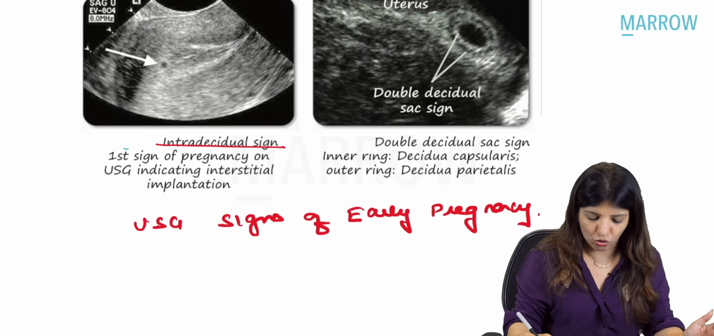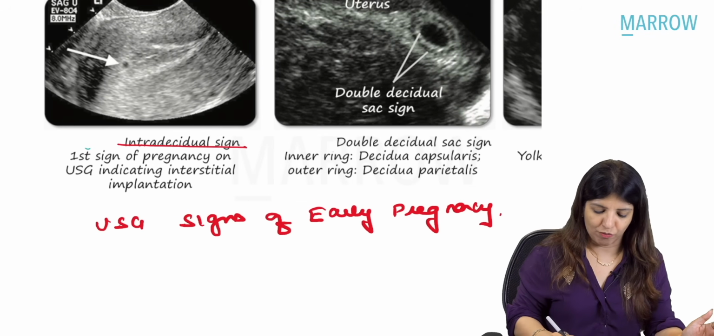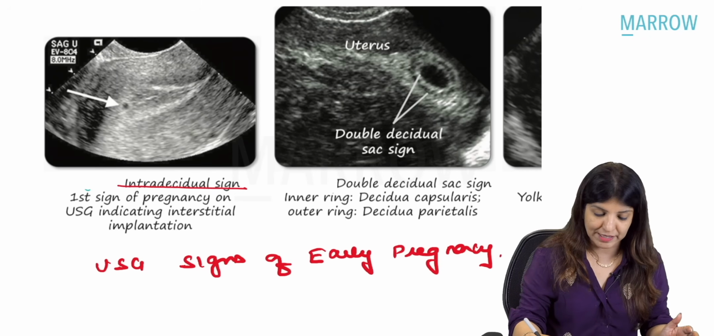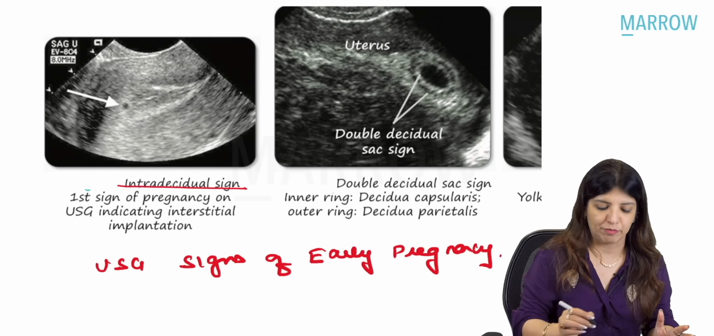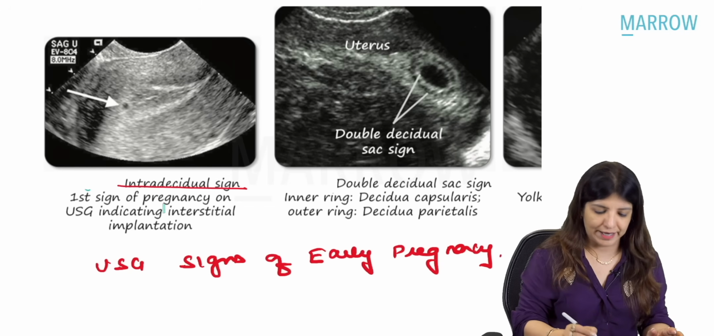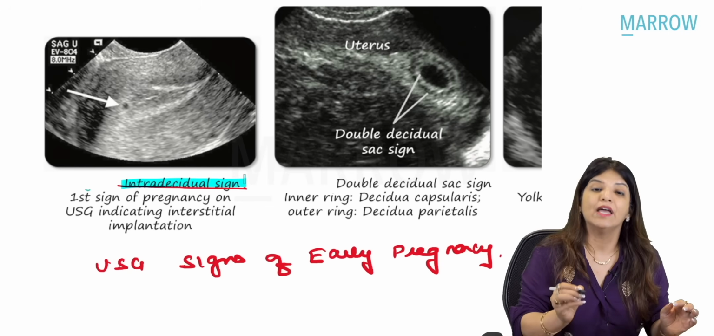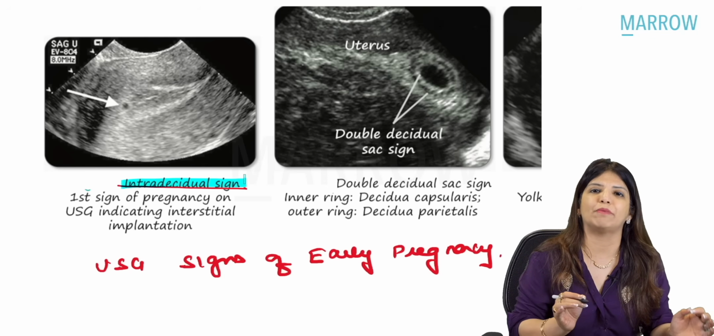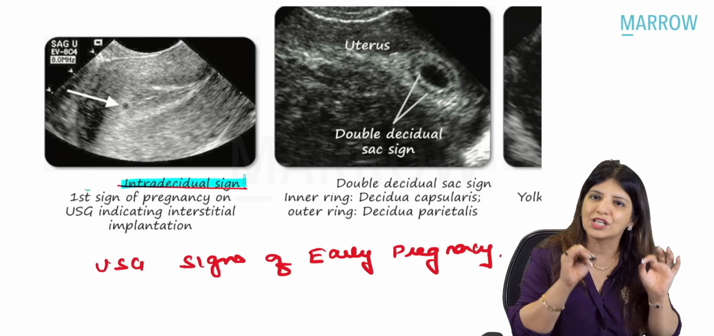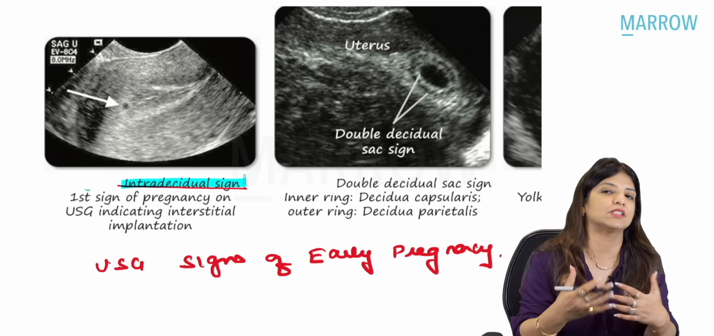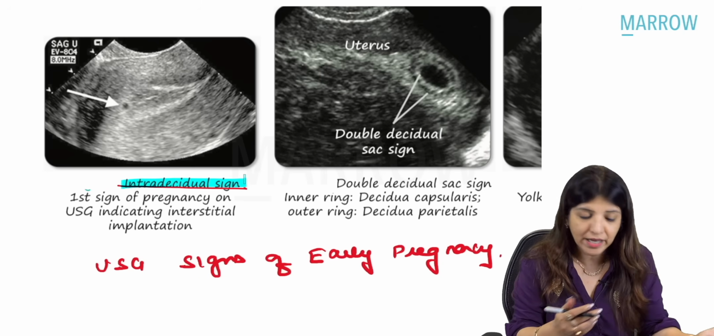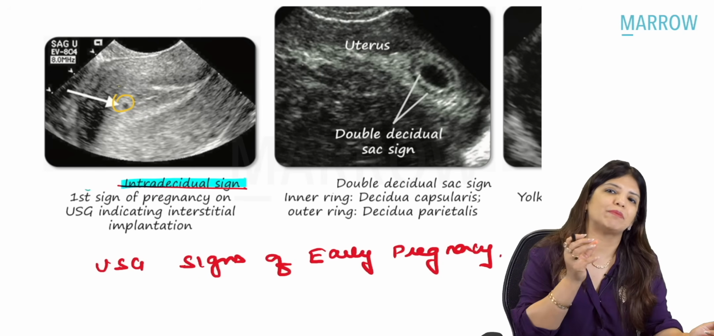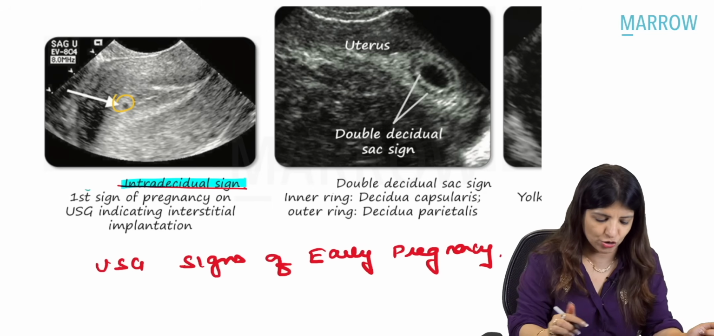Now, when we talk about all the important ultrasound images in obstetrics, the first set of images are the ultrasound signs of early pregnancy. In ultrasound signs of early pregnancy, the first sign in pregnancy is the intradecidual sign, right? This intradecidual sign is seen because of interstitial implantation, because the blastocyst goes deep inside the endometrium and then implants, and this gives rise to the intradecidual sign, where what you are seeing is the gestational sac or the blastocyst which has gone deep inside the endometrium.